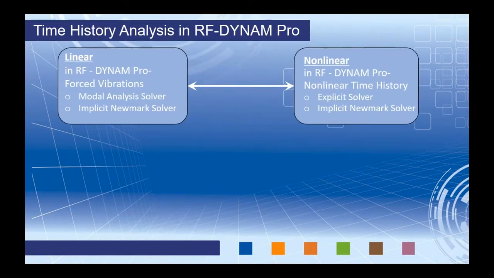So as I mentioned before, with time history analysis, we have both the linear and nonlinear options available. As far as the linear time history analysis, this is available in Dynam Pro Forced Vibrations. We have two different solvers, the modal analysis solver and the implicit Newmark solver. I'll get much more into detail on these solvers in just a minute, but as an overview, the linear analysis neglects structural and geometric nonlinearities. This does run a first-order analysis and assumes small deformations.